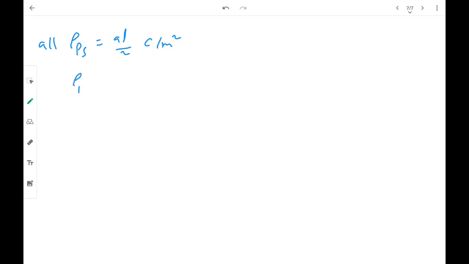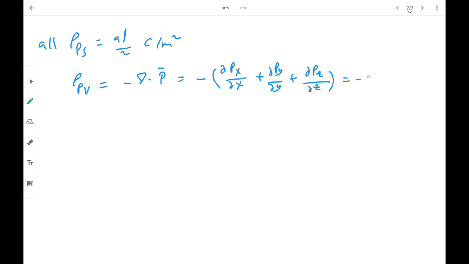Now to find the bound volume charge distribution rho pv, it is equal to minus the divergence of P. You have to apply the divergence in Cartesian coordinates, which is partial Px by partial x plus partial Py by partial y plus partial Pz by partial z. If you differentiate the vector P with respect to the coordinates, the result will be A plus A plus A. So rho pv equals minus 3A coulomb per meter cubic.